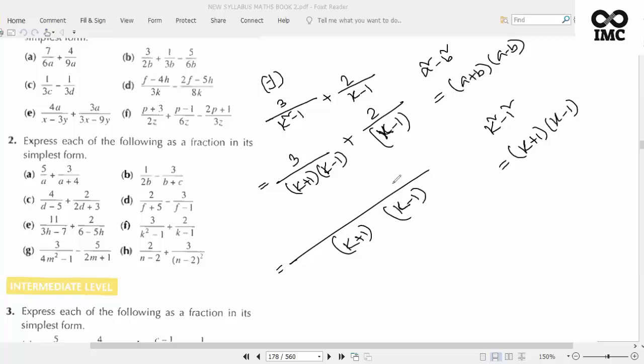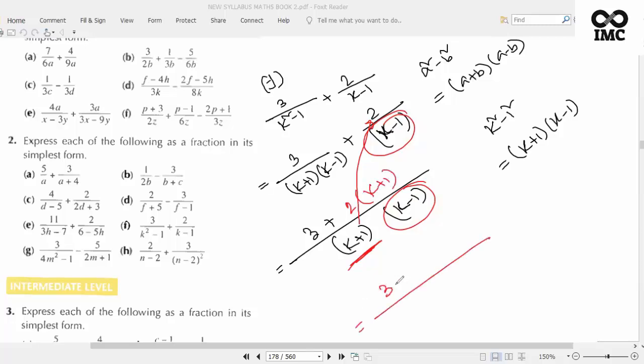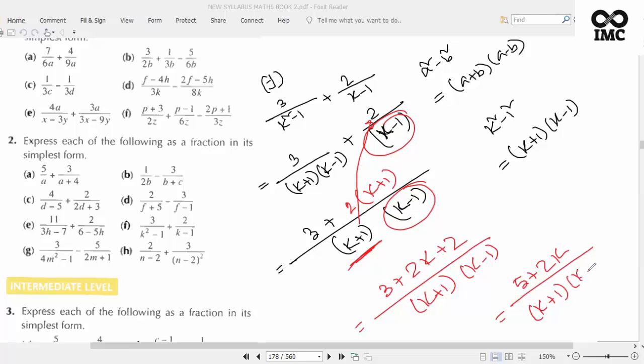Now here at the numerator, 3 will be the same, plus here k minus 1 is present. Look, k minus 1 is present. Okay. So what will be left? k plus 1. So this k plus 1 will be multiplied by 2. So 2 multiplied by k plus 1. Here 3 plus 2k plus 2 divided by k plus 1 into k minus 1. So at last we get 3 plus 2, that will be 5. So 5 plus 2k divided by k plus 1 into k minus 1. So this is the answer of number f.